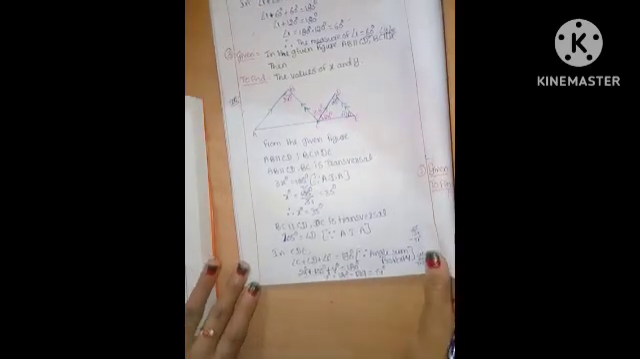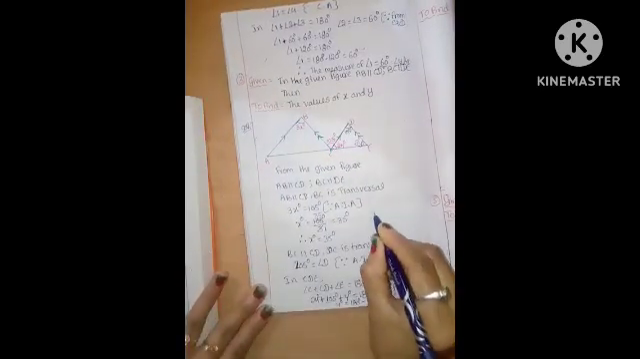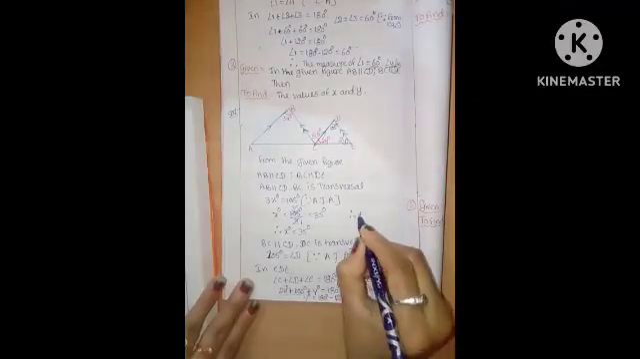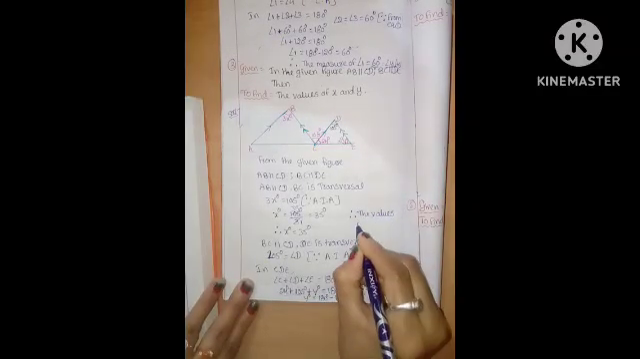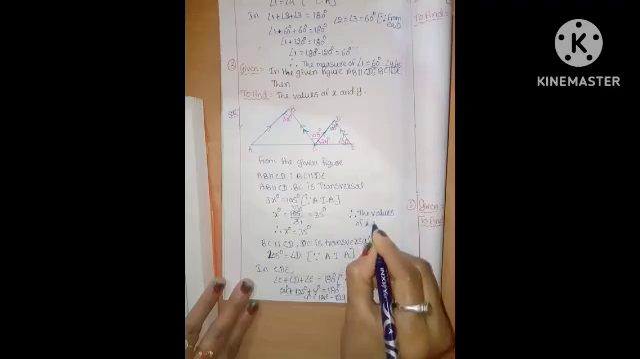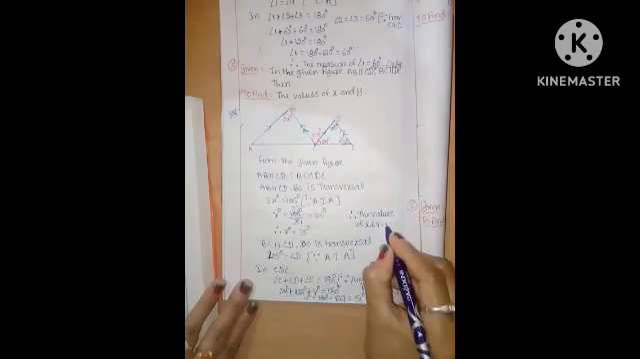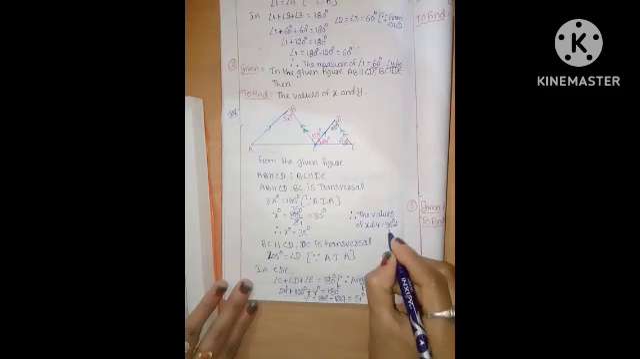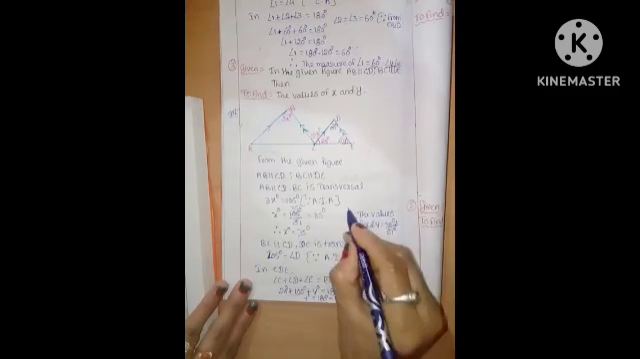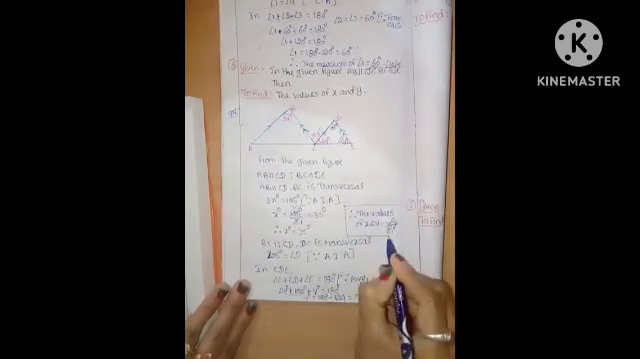Therefore, the final answer. What's the final answer? I am writing it here. This is the final answer. The values of x and y: what's x? x is equal to 35 degrees and y is equal to, what's y? 51 degrees. This is the final answer.